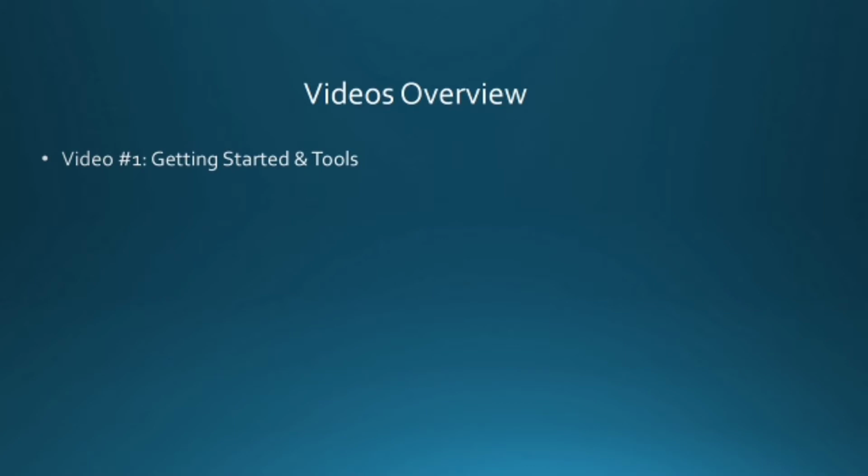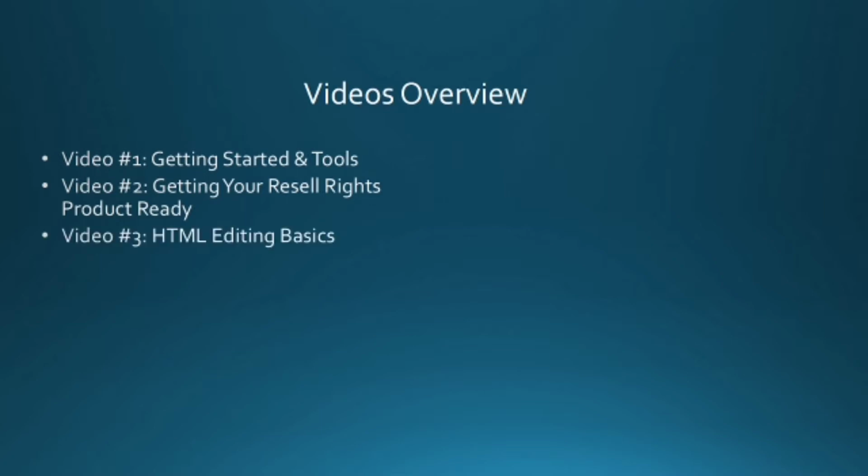This is of course video number 1. Video number 2 is talking about getting your resale rights product ready. So we're going to talk about the tools in this particular video, but in the next video, we're going to talk about actually getting things ready. So we're going to make sure that you have access to the downloadable product, the resale rights or the private label rights product. And you want to kind of sort it, you want to organize it so that you can be ready for video number 3.